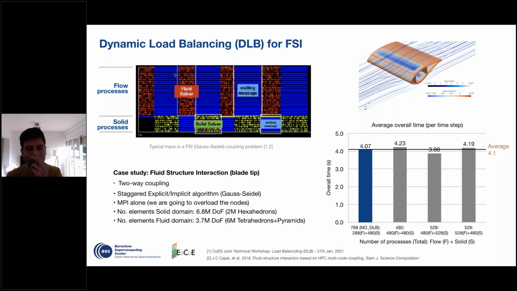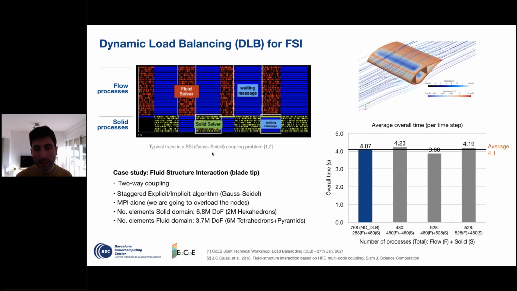Now let's see the benefits of using this DLB. We are using the same case, the blade tip. In this graph we are showing the average of our run time per time step. The blue bar shows the fluid structure interaction case without DLB, using 768 cores, split into 288 cores for the fluid and 480 cores for the solid. We can see an average of 4 seconds per time step.